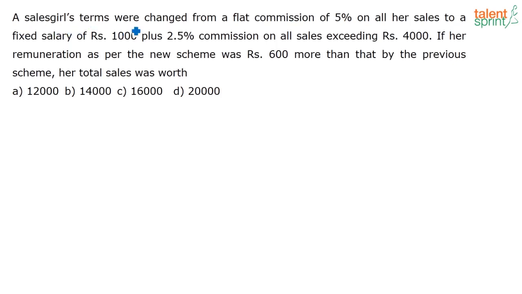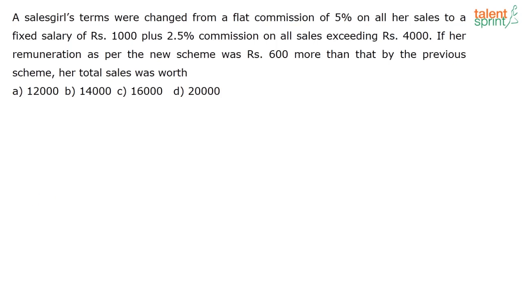A sales girl's terms were changed from a flat commission of 5% on all her sales to a fixed salary of rupees 1000 plus 2.5% on all sales exceeding rupees 4000. If her remuneration as per the new scheme was 600 more than that by the previous scheme, her total sales worth was, what is given in the question?